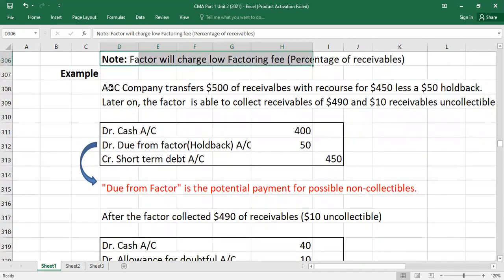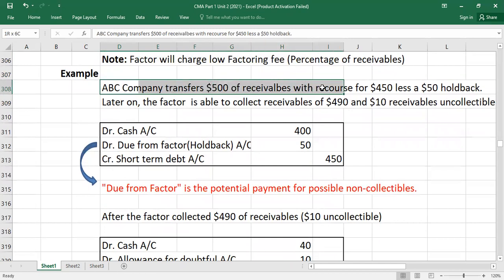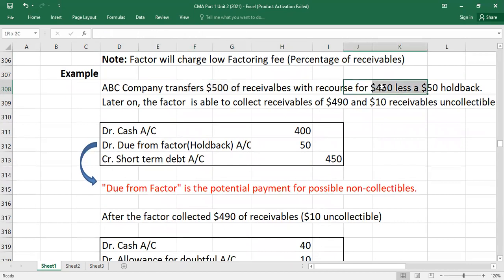So they're telling you ABC company transfers $500 of receivable with recourse. This arrangement is with recourse. And you transfer $500 of receivable for $450 less a $50 holdback. Actually, guys, you have invoices of $500, but you will get $450. But the factor is not going to give you $450 now. He's going to give you only $400, because $50 he is going to hold back.